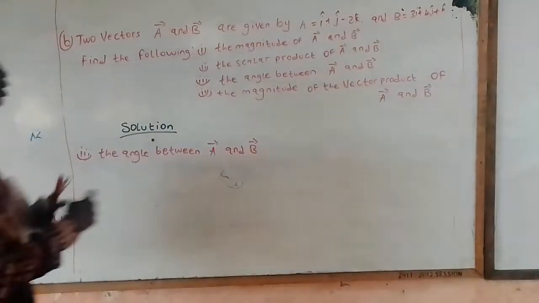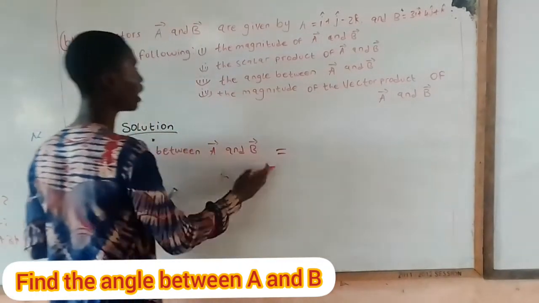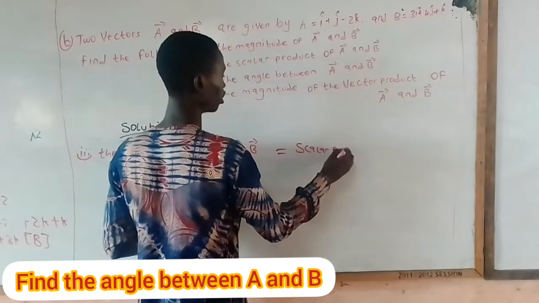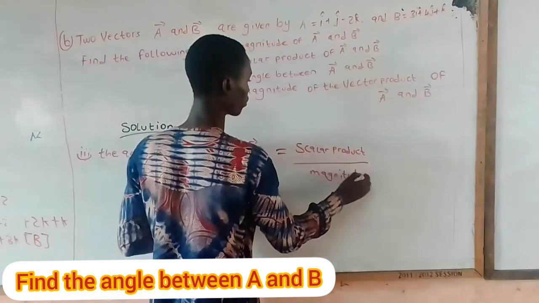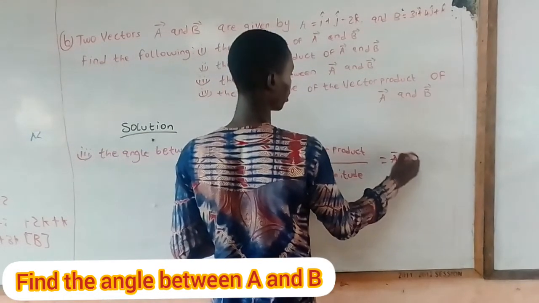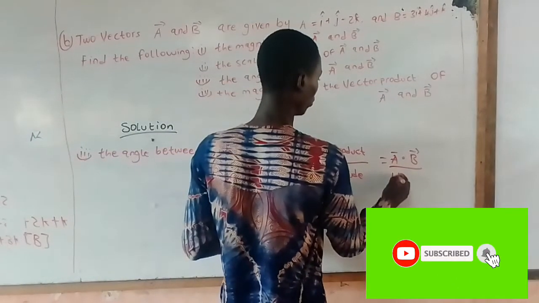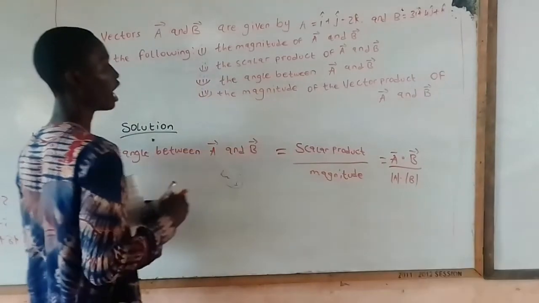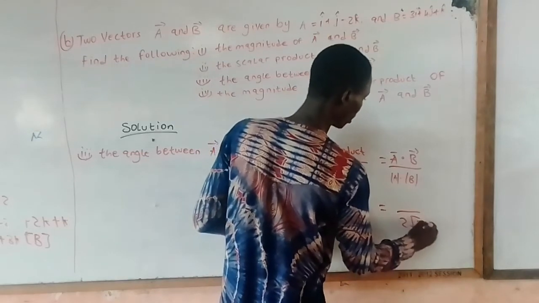So the angle between A and B, how do we find this kind of equation? The angle between A and B is equal to the dot product, that is the scalar product, divided by the magnitude. What do I mean? I mean that the scalar product of the two vectors, that is A and B, divided by the magnitude of A with B. And we have solved it earlier where we have this to be equal to 2 root 39 and this is equal to 5.